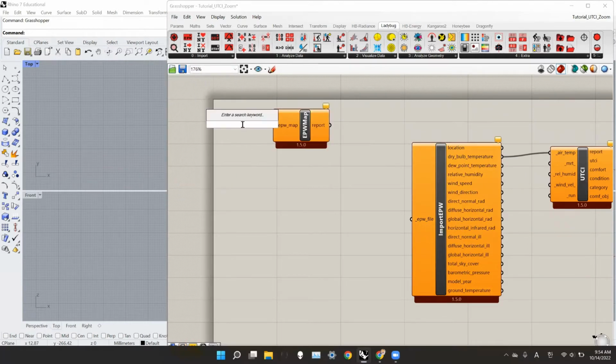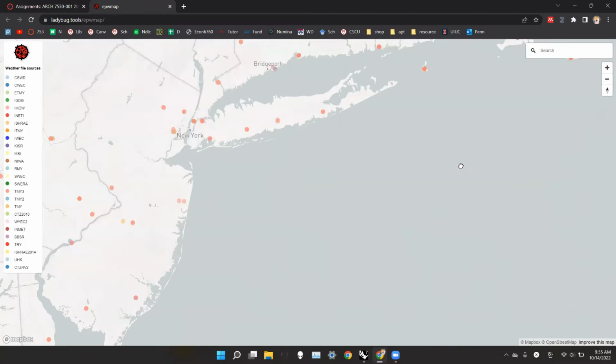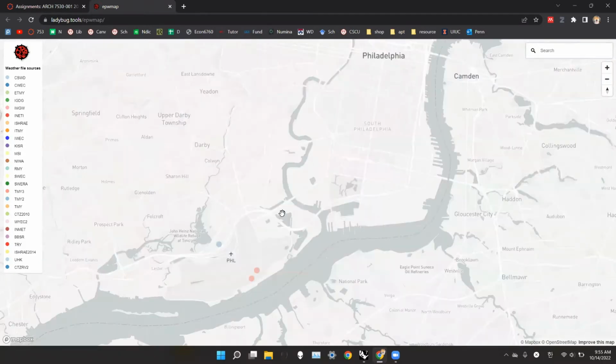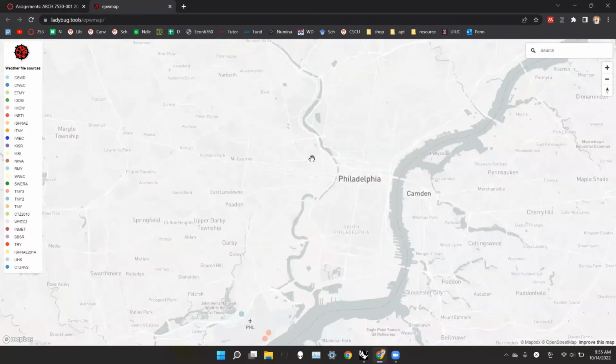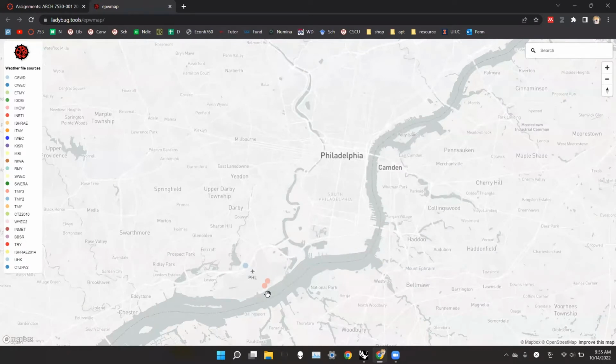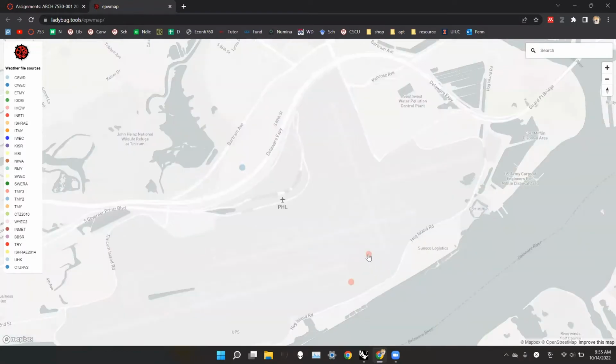So let's go to the EPW map, toggle, connect, enter. This assignment will be based on Philadelphia. We are doing the assignment for the campus, which is around here. The closest EPW file will be the airport data. There are two TMY3 data available. They are the same, but I will download the DOE file.